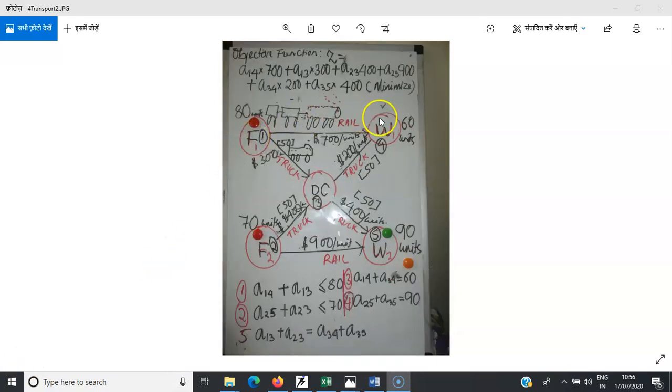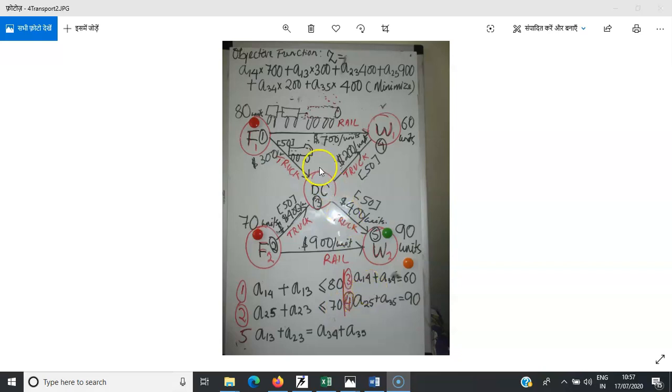So looking into the nodes, let us see the equations. A14 connects factory 1 with the warehouse directly through the rail. A14 and A13, the transportation of material from factory 1 through the distribution center, max it can take care of 80 units. Similarly, from the factory 2, A25 is direct transportation and A23 is through the distribution center, max it can take care of 70 units.